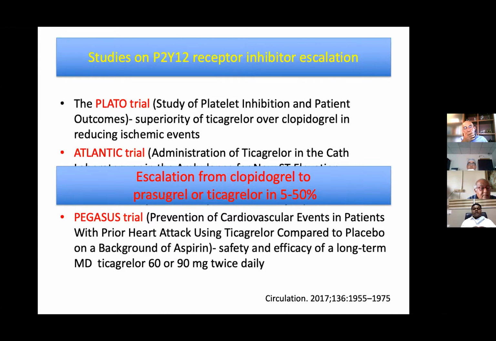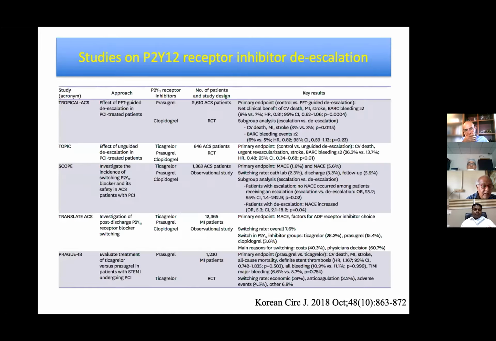So overall, you can see from our clinical practice, escalation from clopidogrel to prasugrel or ticagrelor is seen in 5 to 50% of the patients. What are the studies on de-escalation therapy?